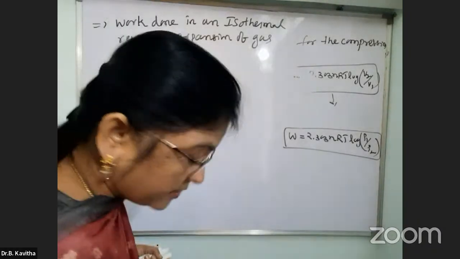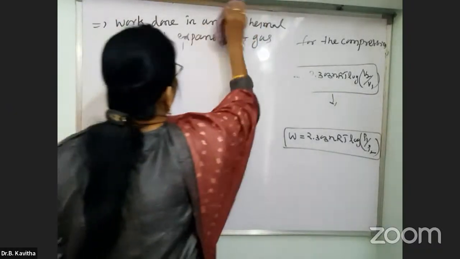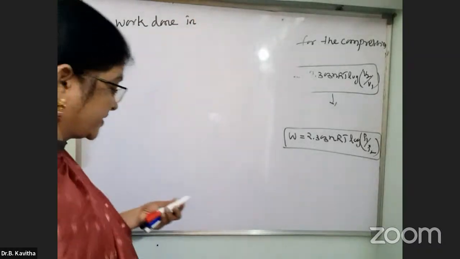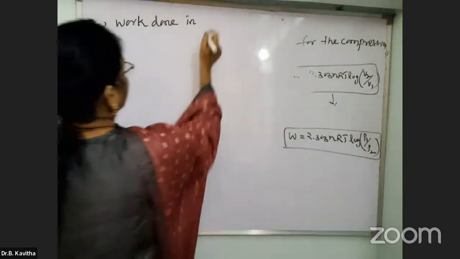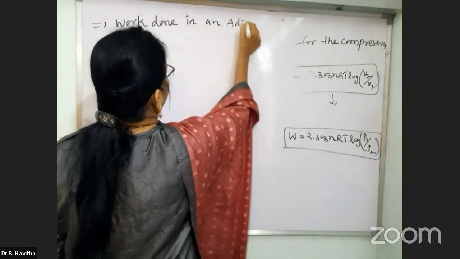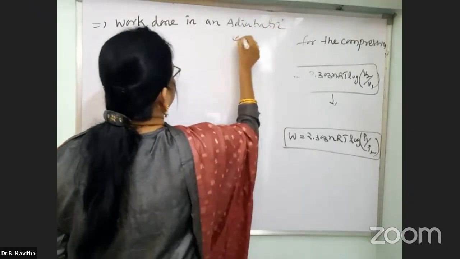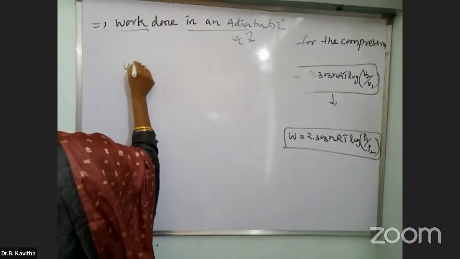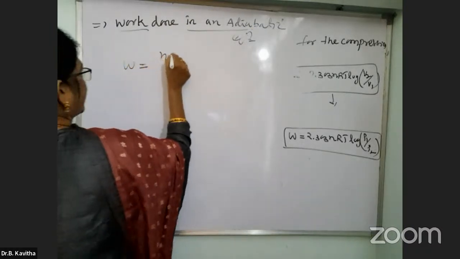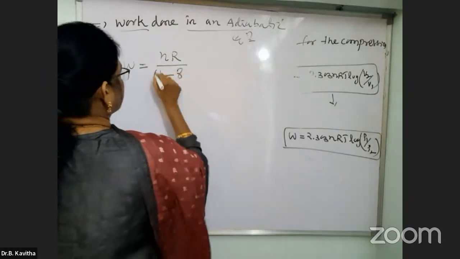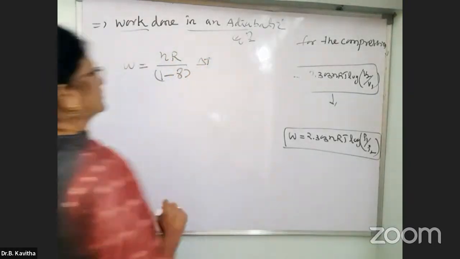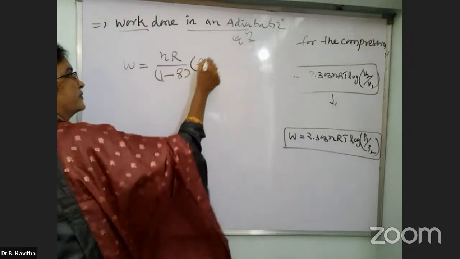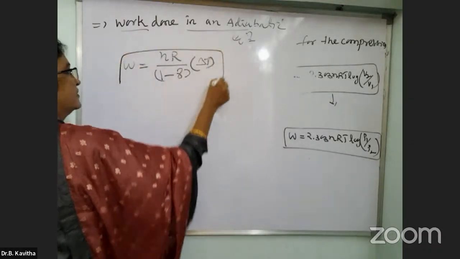Work done in an adiabatic process. It may not be asked, but maybe, I don't know. Remember it anyway. I am writing two equations. W is equal to nR by 1 minus gamma into delta T. That's it.